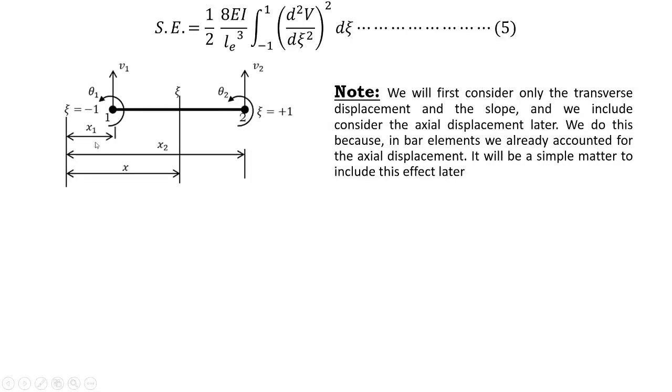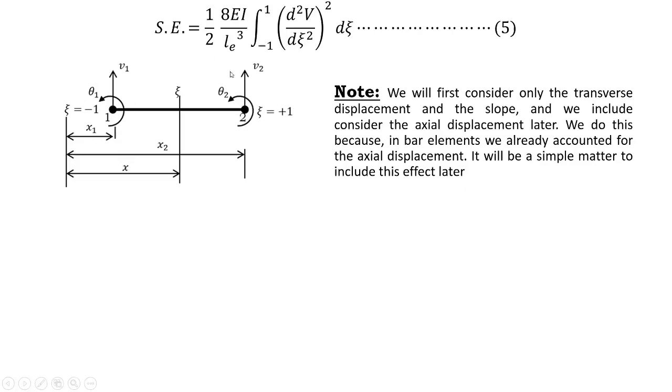So this is the beam element where I have shown the displacement in the beam, the two vertical displacements v1 and v2, and the two slopes, that is theta 1 and theta 2, where node number 1 is at a distance of x1 in global coordinates, and node number 2 is at a distance of x2 once again in global coordinates, where in local coordinates node number 1 is at zeta equal to -1 and node number 2 is at zeta equal to +1.